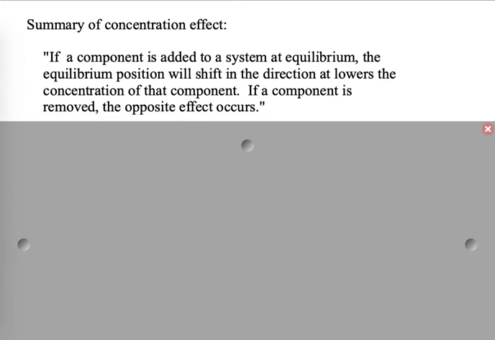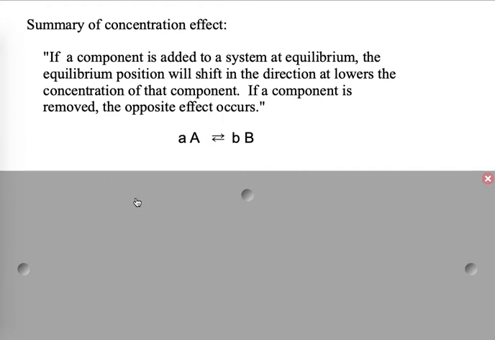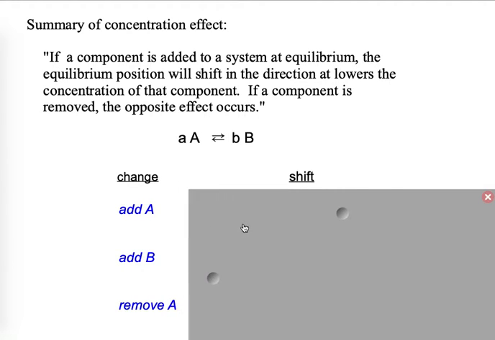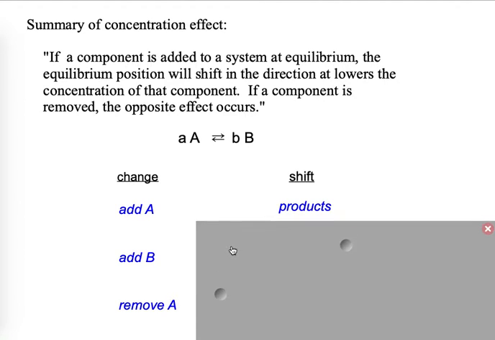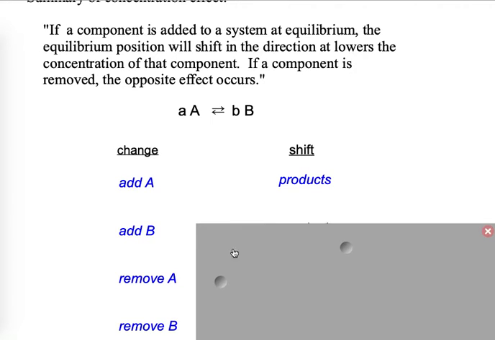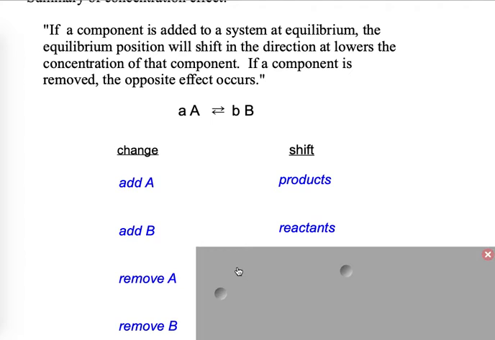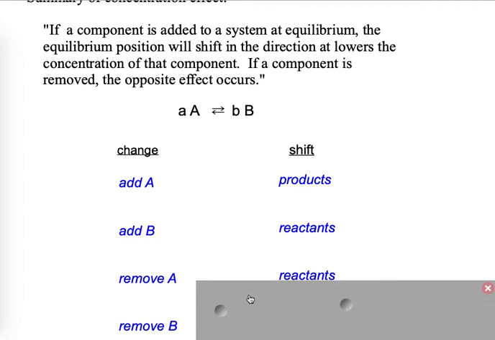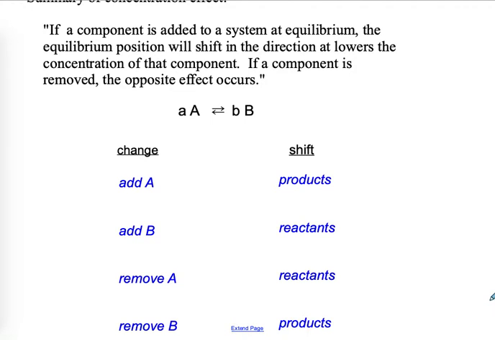So let's generalize. If a component is added to a system at equilibrium, the equilibrium position will shift in the direction that lowers the concentration of that component to use up the excess stuff you put in. If the component is removed, the opposite effect occurs. Okay? So if I have A in equilibrium with B, and I want to predict what's going to happen with each particular change, if I add a reactant, it will shift towards the product to use up that excess A. If I add B, a product, it will shift to the reactants to consume it. If I remove A, in order to make up for the missing A, it will shift towards the reactants. And if I remove B, it will shift towards the products to make up for the lost B.